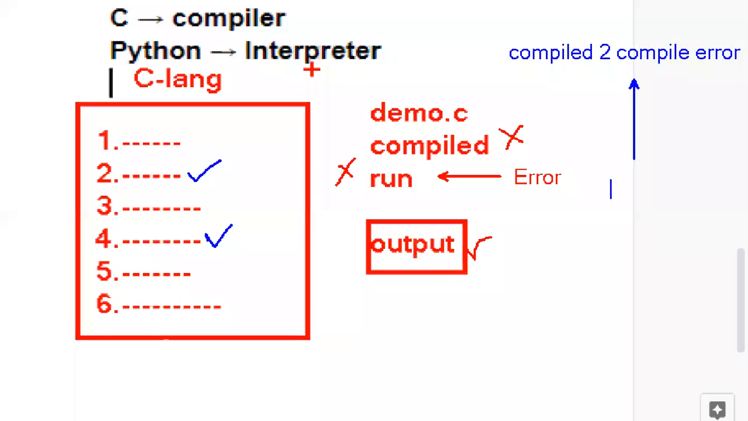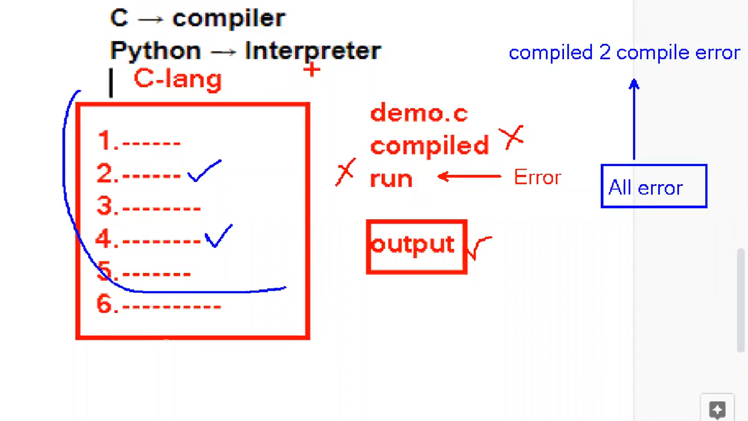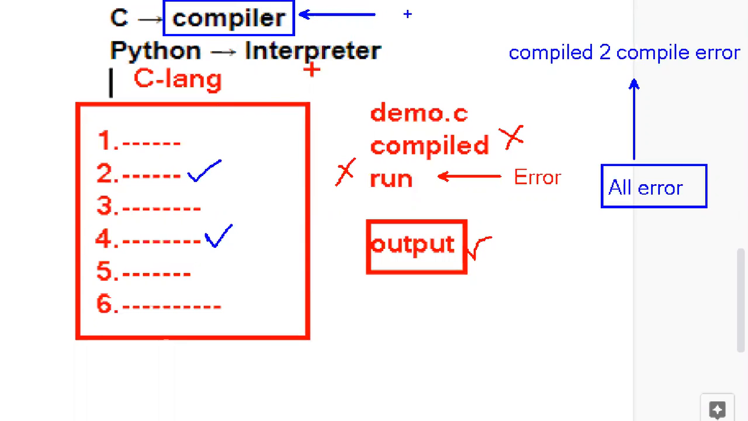If you go with the C language, whatever errors you have made, all the errors will be displayed on the screen. That is, your entire code will be compiled at a time. So if you take a compiler, whatever code you write in your programming language, the entire code will be compiled at a time. This is nothing but batch wise execution. It is known as batch wise execution.